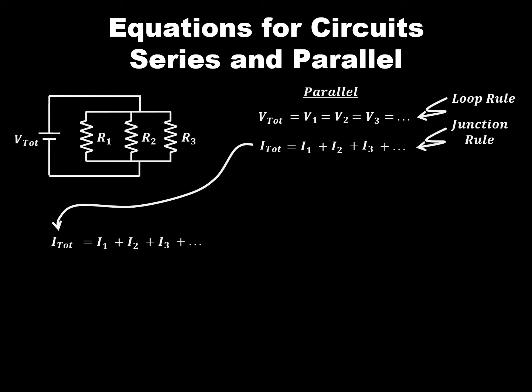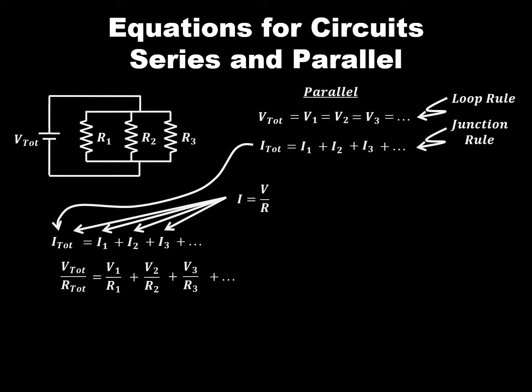Now we got V equals IR again, except this time we're going to solve for I, which is V divided by R, so the voltage divided by the resistance. So the total current is going to be equal to the total voltage divided by total resistance. The current 1 is going to be equal to voltage 1 divided by resistance 1. Current 2 is voltage 2 divided by resistance 2, and current 3 is voltage 3 divided by resistance 3.